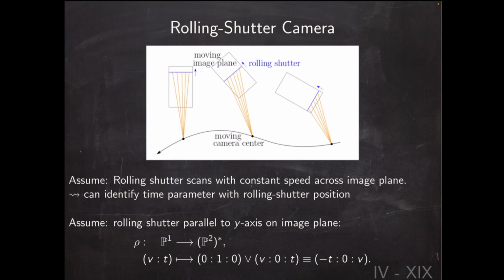So this would be one concrete choice. If the rolling shutter on the image plane is always parallel to the y-axis, then this would be, in projective coordinates, where vt is my time parameter somehow. My wedge symbol is for the span between two points, and then in dual coordinates, on the right-hand side, this would be the coefficients of the equation of the line.